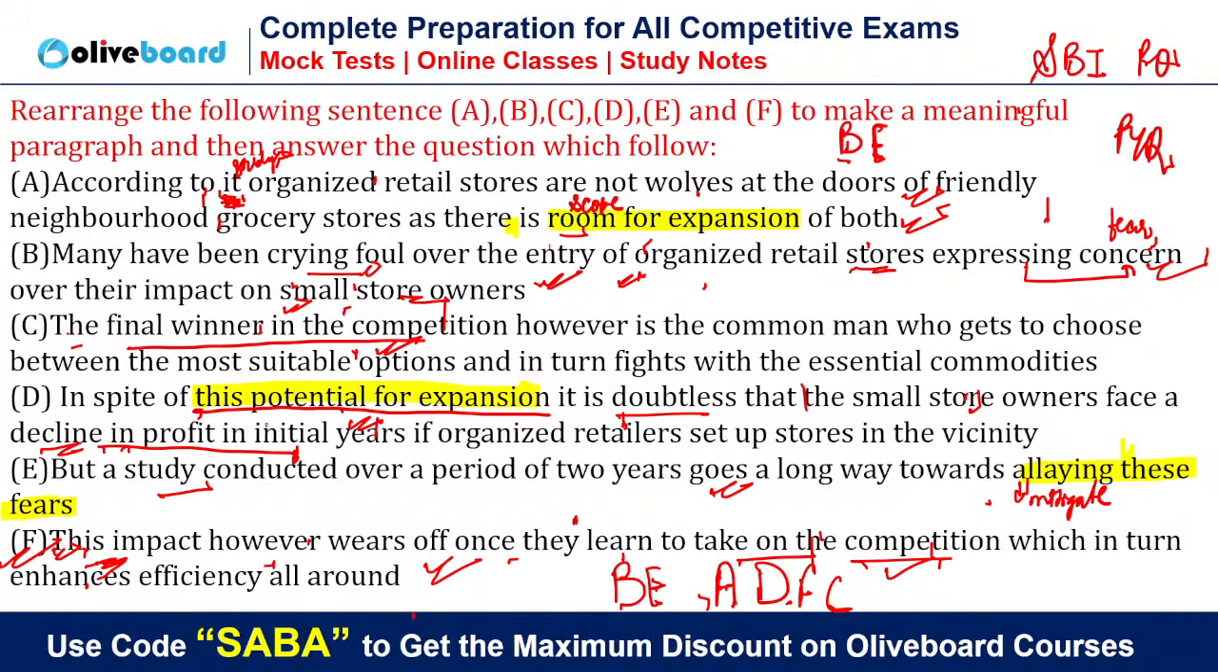So initially they will get to see decline in profit, but this impact, however, wears off, means erodes. This initial decline will erode once they learn to take on the competition, but in the competition, the winner is only a common man. BEADFC. Now tell me how many of you got it right. No, crying foul means, yes, crying foul means people are expressing concern. That is the sense.